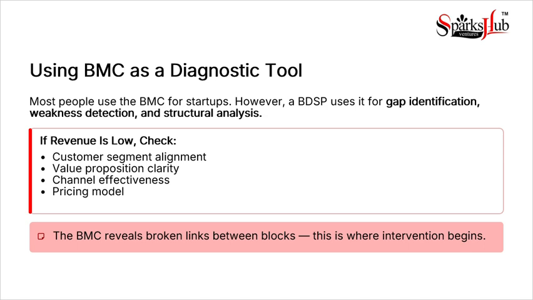Let's look at this example. In case you see that the revenue is low, you should check whether there's an alignment of the customer segment, if there is a clear value proposition, and how effective the channels are, as well as the pricing model. Like I said earlier, the business model canvas reveals broken links between blocks, and this is where your intervention begins.